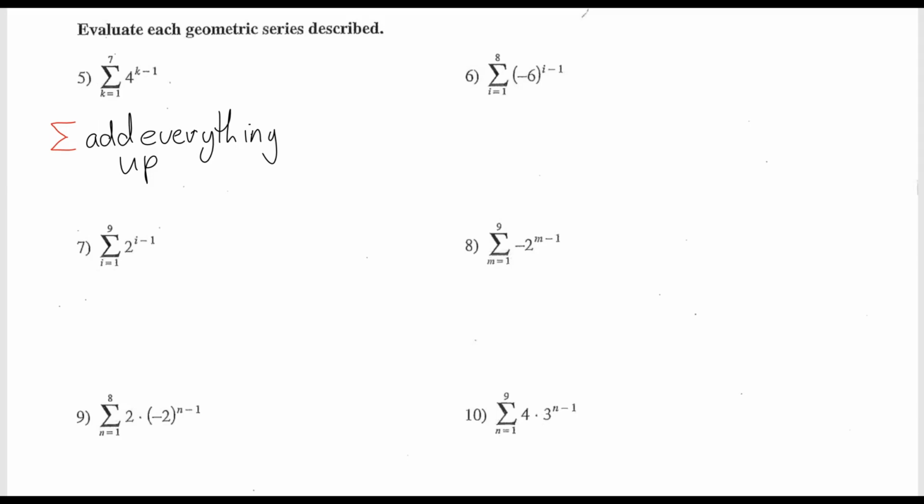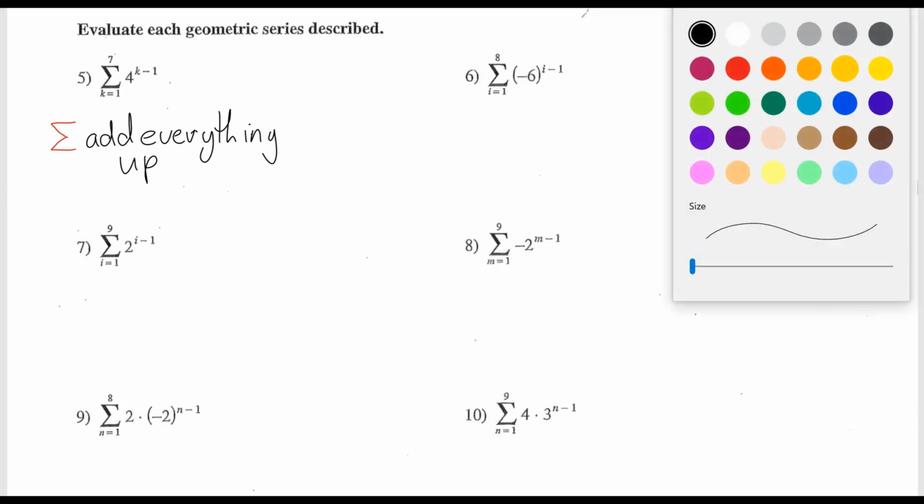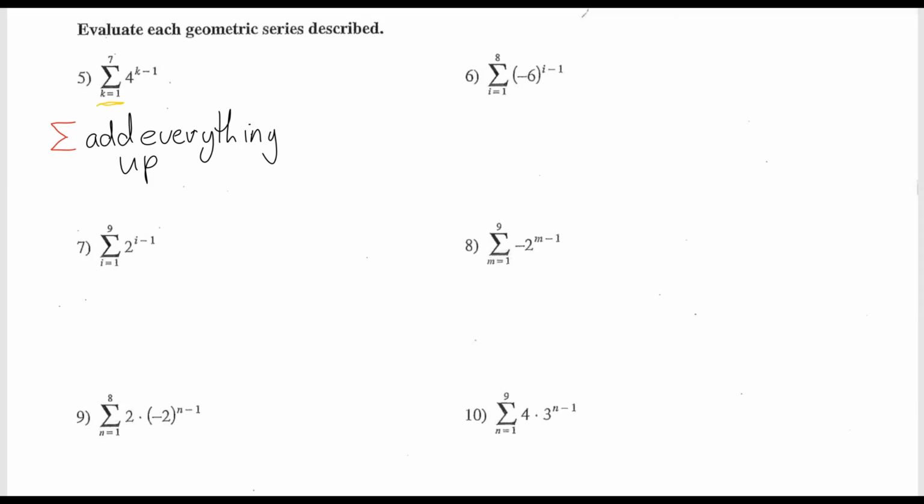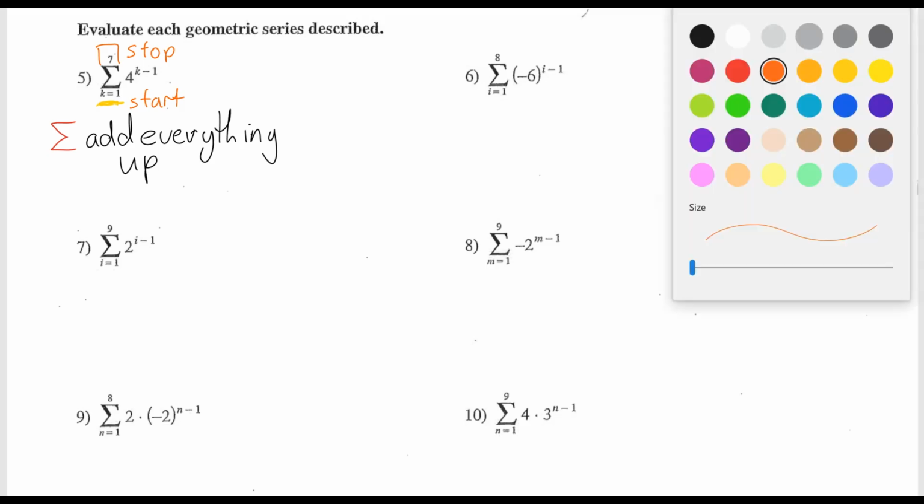Okay. And the number here, underneath the capital sigma, tells you where to start adding. So we start adding at the first term. And the number up here tells you when to stop. So the bottom is your start number. And the top is your stop number. Okay? And you're adding up this rule or this sequence. Okay? So let's get started.